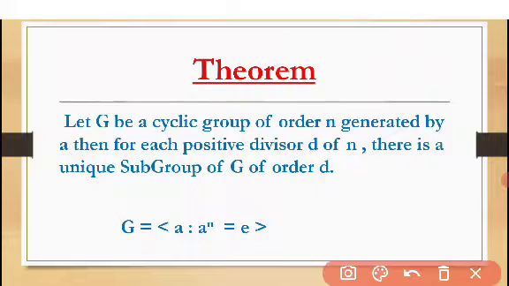G is a cyclic group which is generated by A, and A raised to power n is equal to identity. It means that G has order n, because the power of A equal to the total number of elements gives us identity. So let's come to the proof.